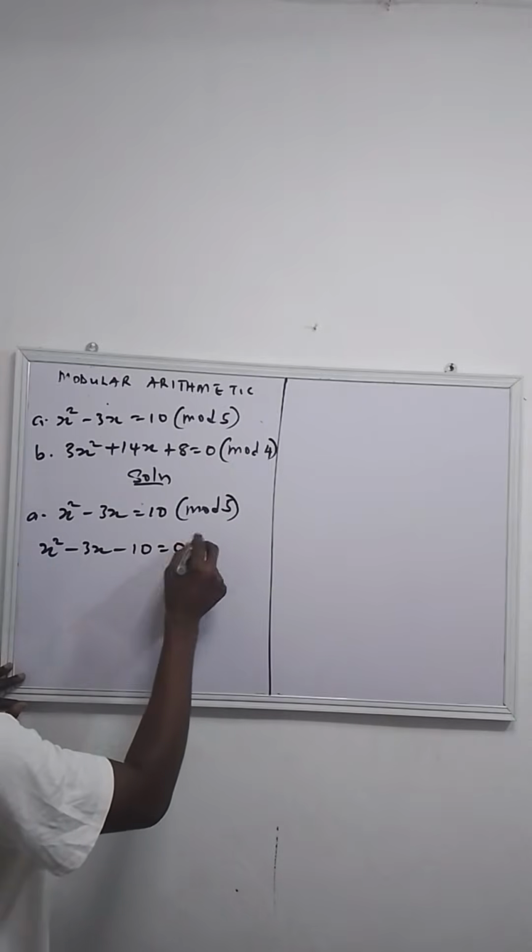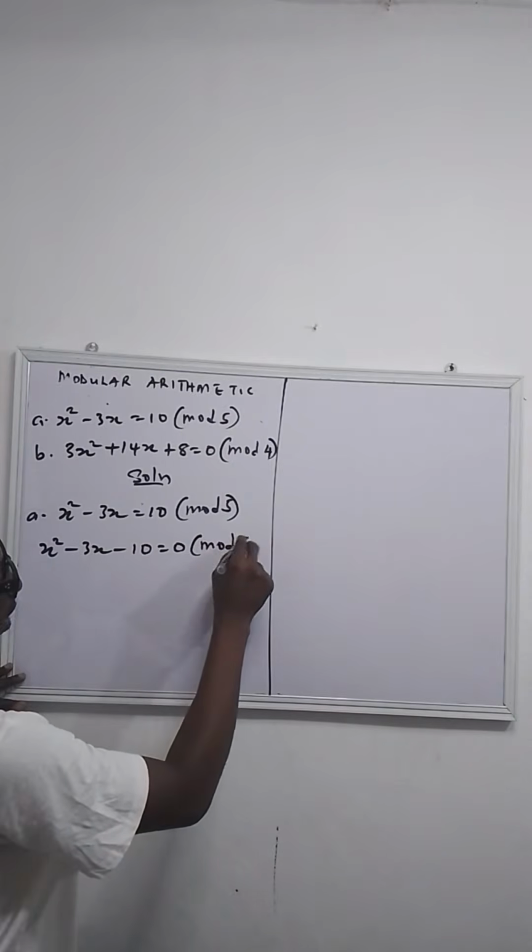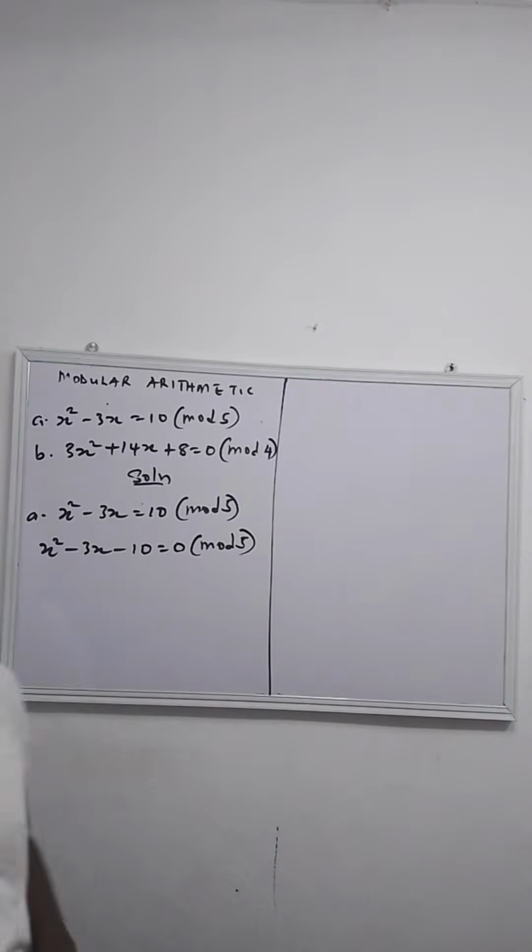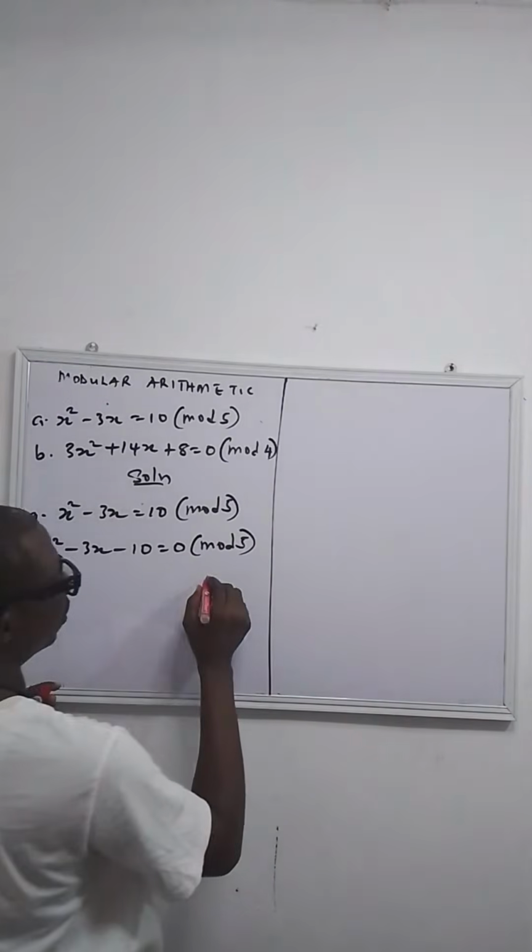10 equals 0 mod 5. All right, so can we do a small thing now? Let's get the sum and product. What's the sum? What is the product?